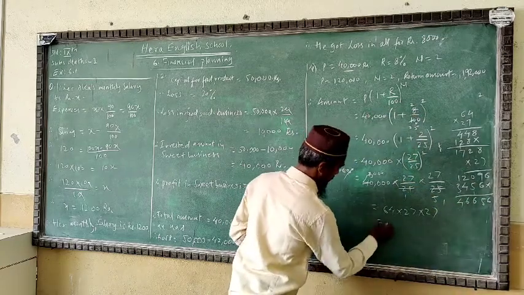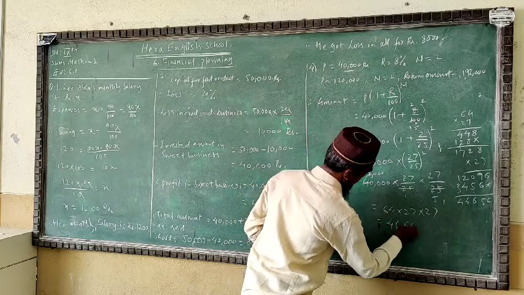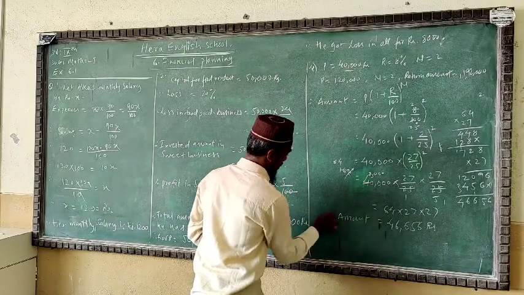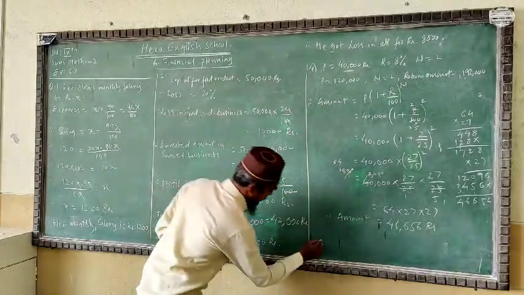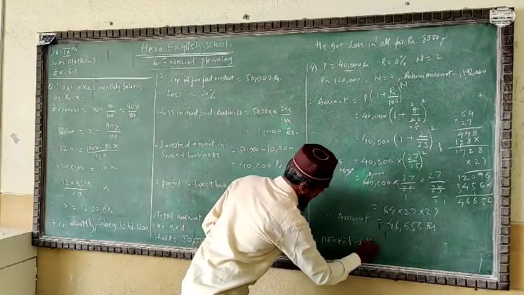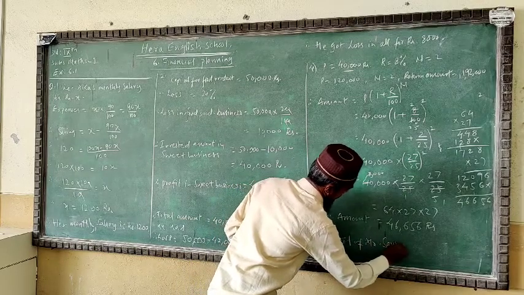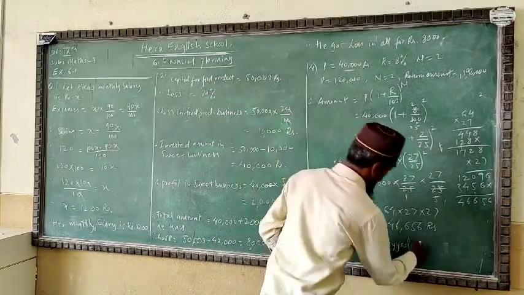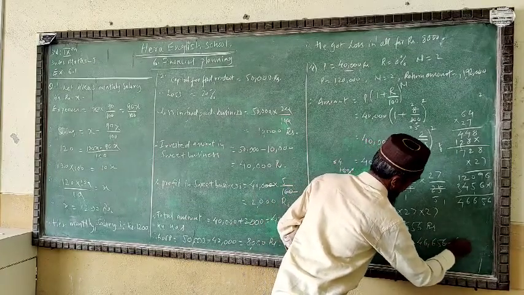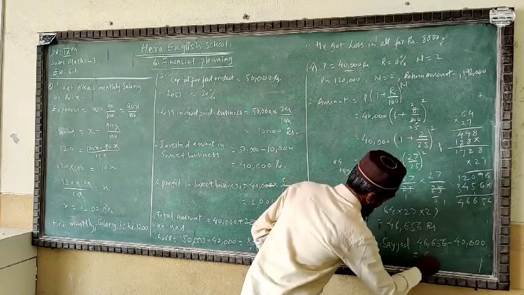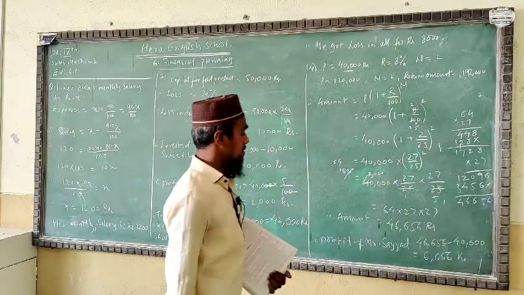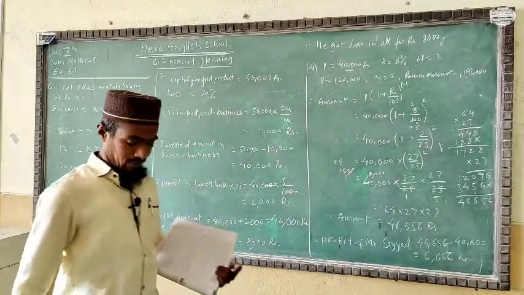Now here we got the amount, 46,656, the amount of Mr. Sayyed. Here we will take the profit of Mr. Sayyed. He invested the amount 40,000. We'll subtract it from this one. 46,656 minus 40,000. Now you will have here 6,656 rupees. This is the profit of Mr. Sayyed.